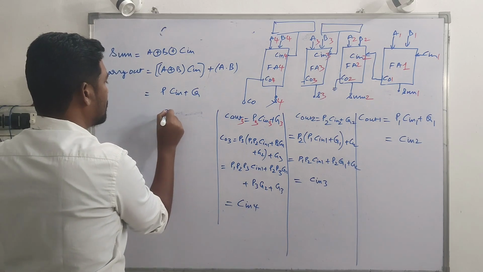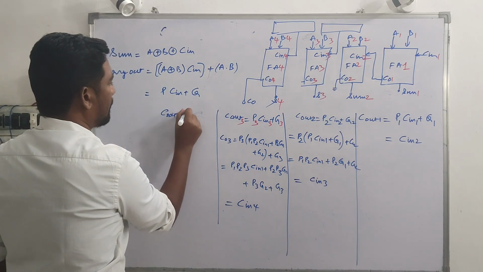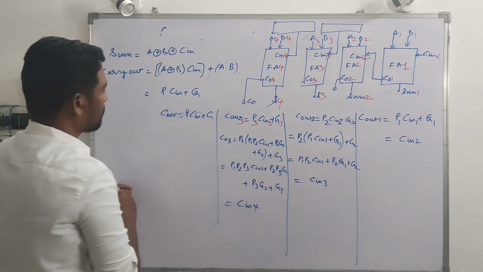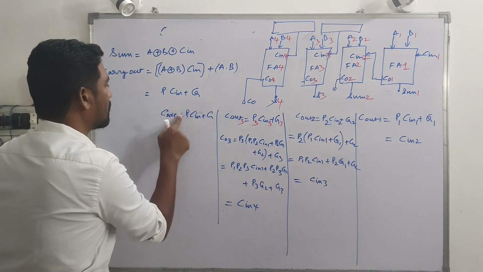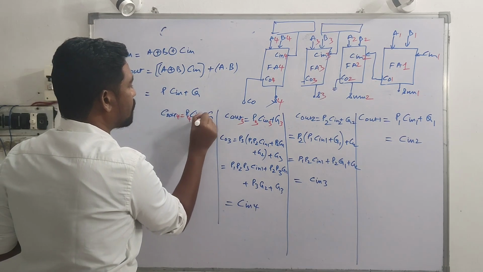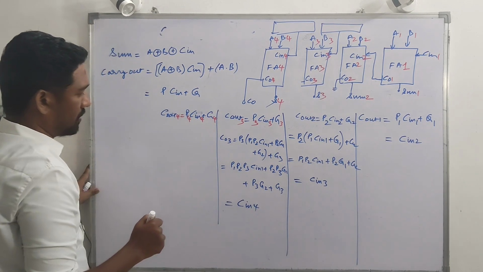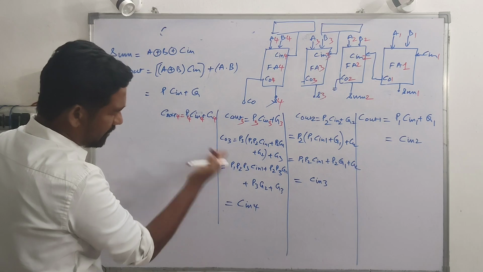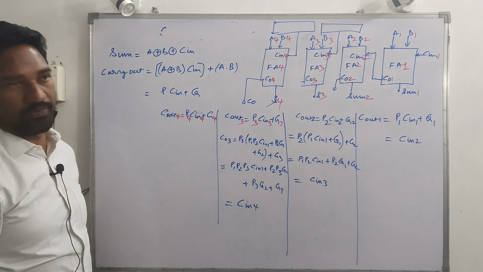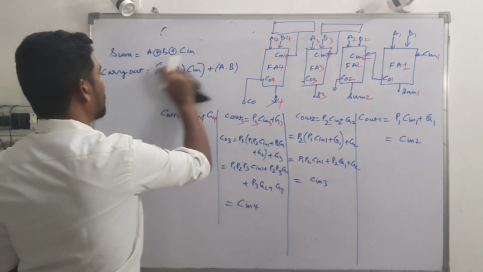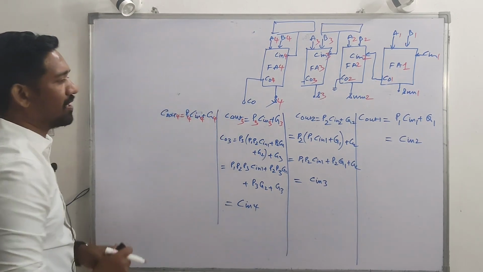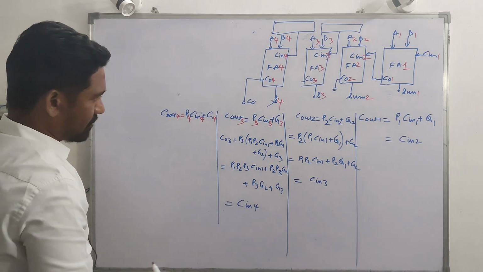C out is P into C in plus G, isn't it? So if we talk about the fourth stage of carry, it's P4, C in 4 and G4 to be remembered. C in 4 is plugged in over here, which can be used to calculate the C out 4. Alright, so these are the Boolean expressions in connection with the carry look ahead adder.